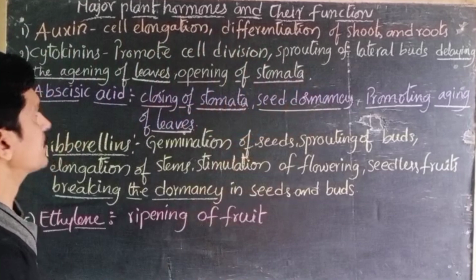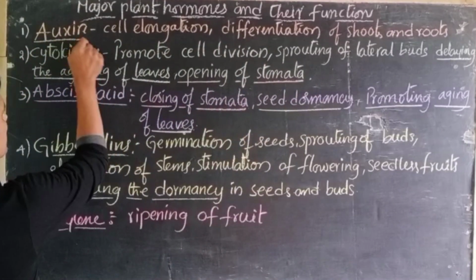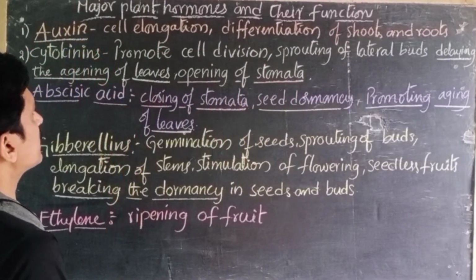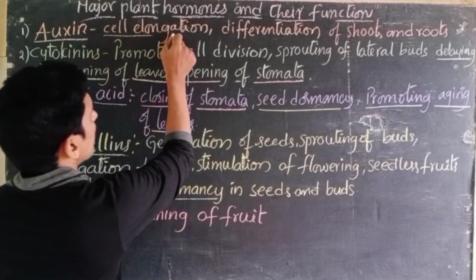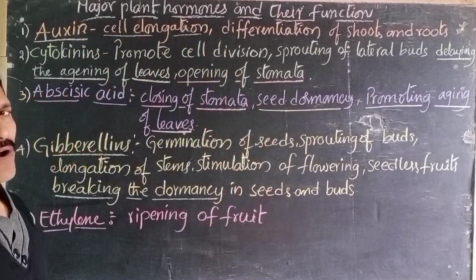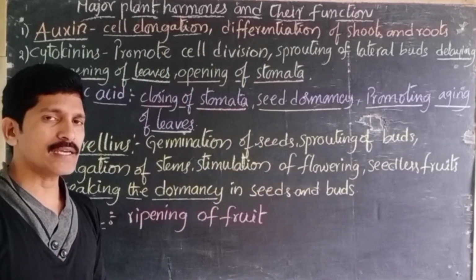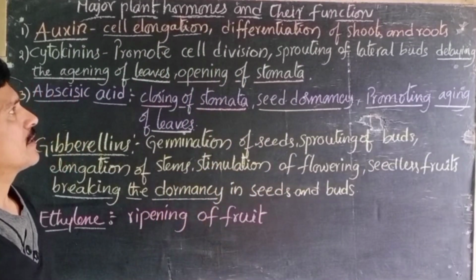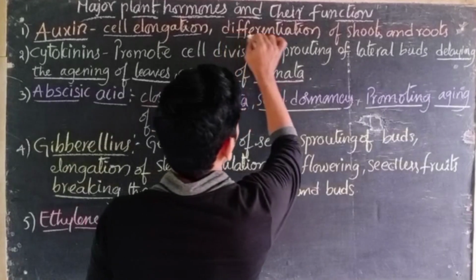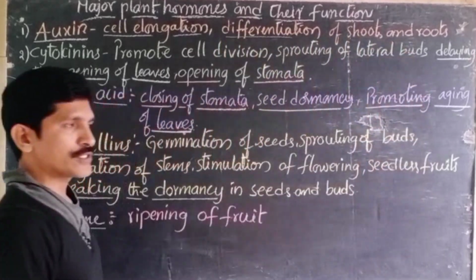Particularly we will see that auxin is the first hormone in plants, which is responsible for cell elongation. Cell elongation in the sense of increasing the size of the cell. And also it can differentiate the shoot and root.